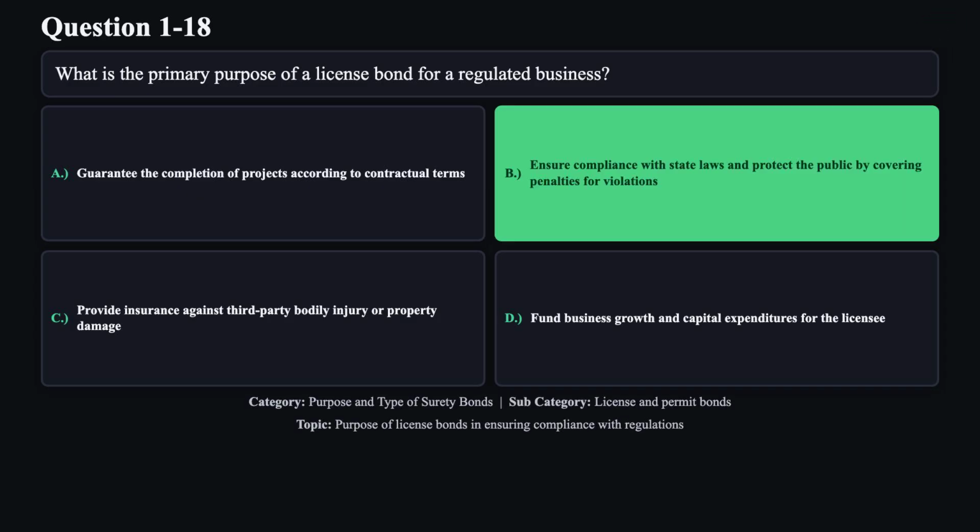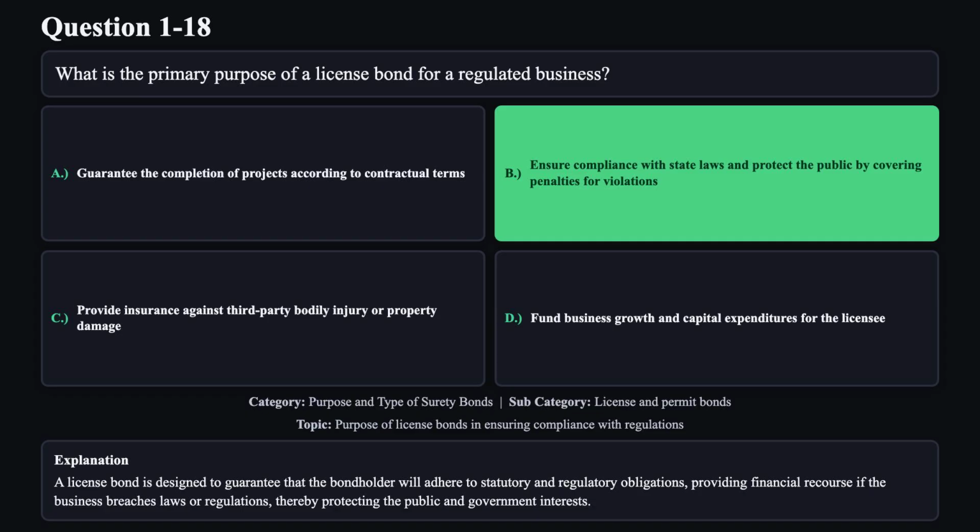The correct answer is B. A license bond is designed to guarantee that the bondholder will adhere to statutory and regulatory obligations, providing financial recourse if the business breaches laws or regulations, thereby protecting the public and government interests.